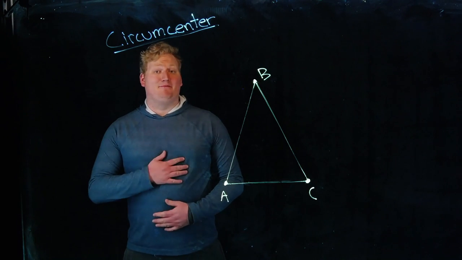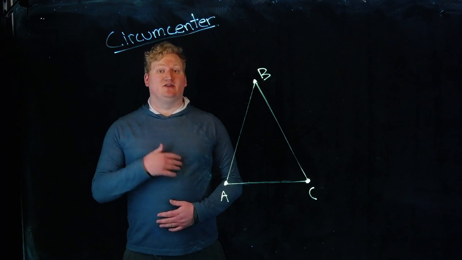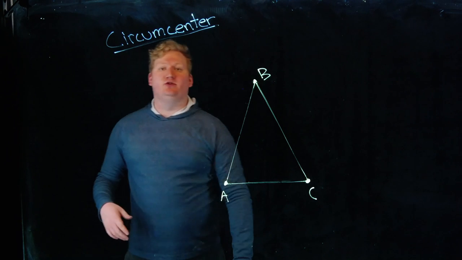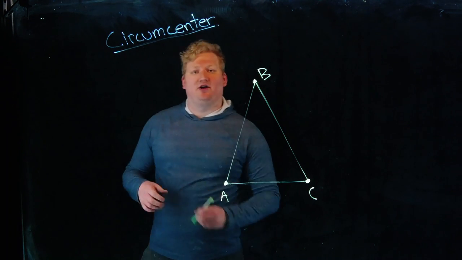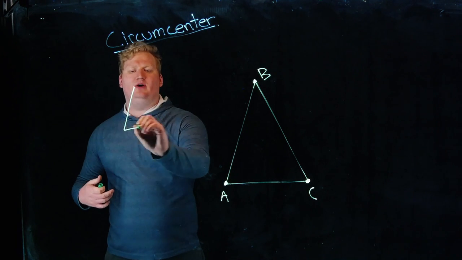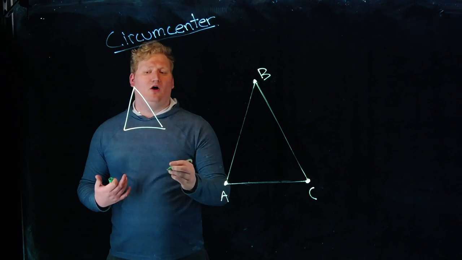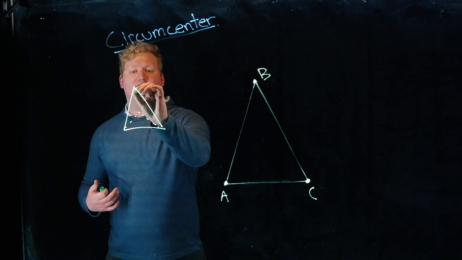Welcome everybody. My name is Luke Zarowski, and today I'm going to show you how to construct the circumcenter of a triangle using our compass ruler tool. So, what is the circumcenter of a triangle? Well, it is the point inside of a triangle where all three corners are the same distance.